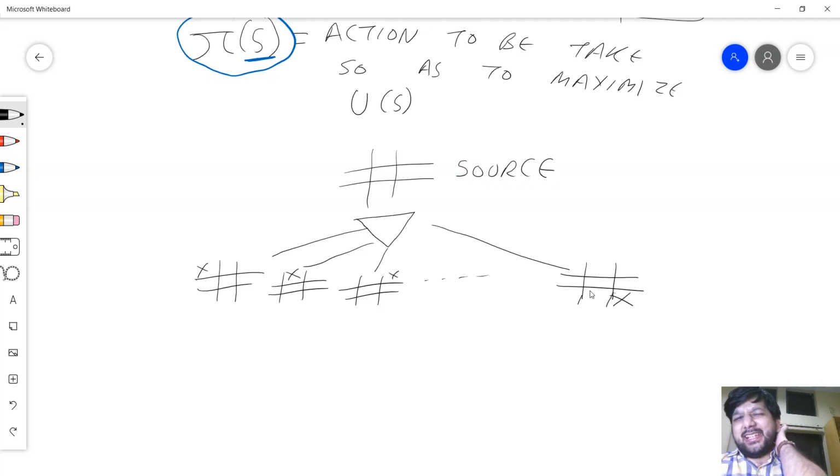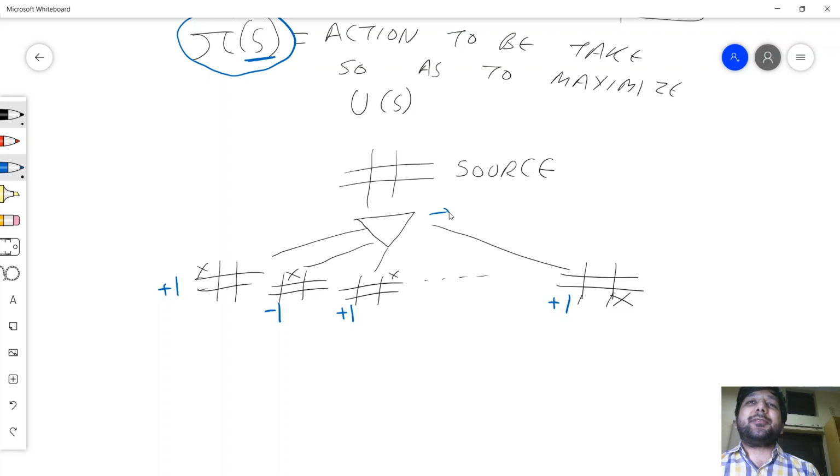Now, what really goes on over here is that suppose I know the utility of each one of these. Of course, we'll recursively compute that up. I know the utility of this is that I will definitely win. The utility of this is that I'll definitely win. Utility of this is I'll definitely lose. Utility of this is that I'll win. Utility of this is that I'll win.